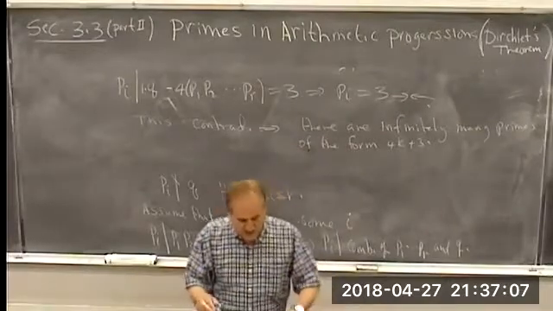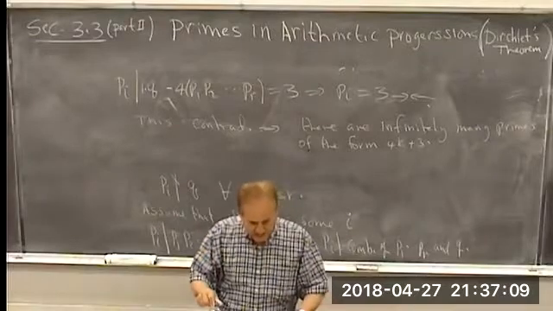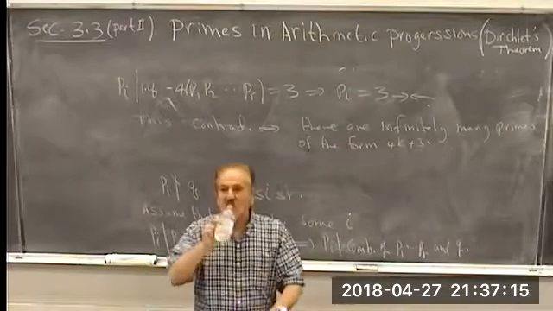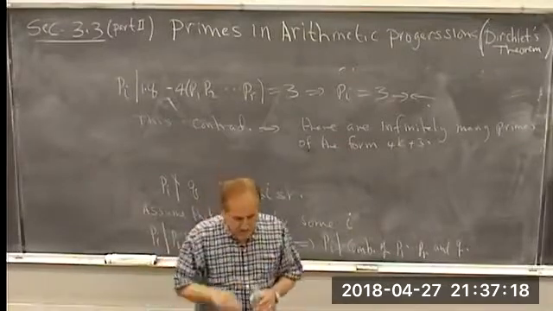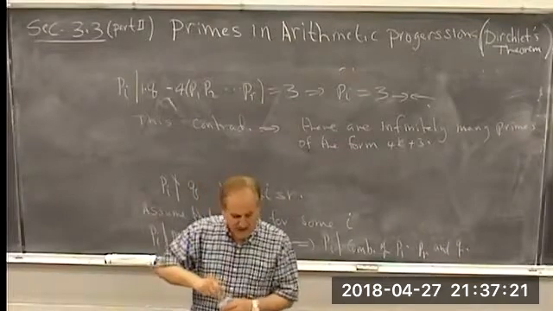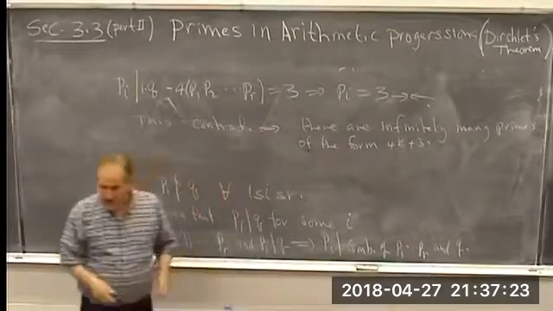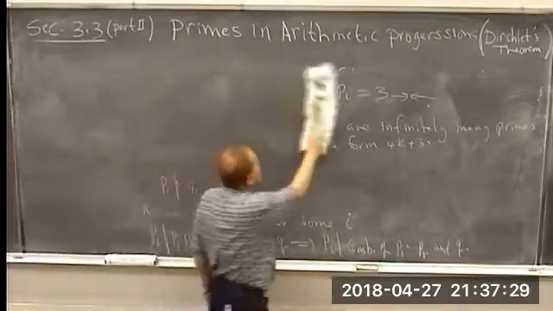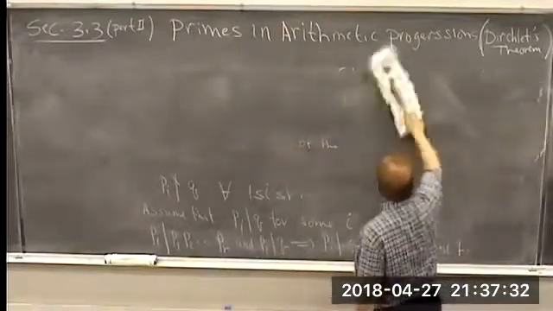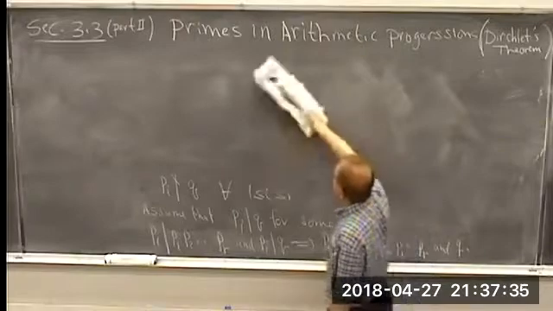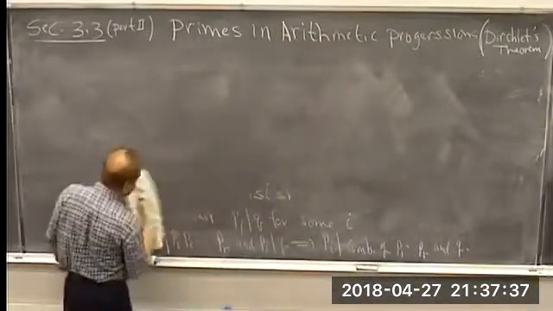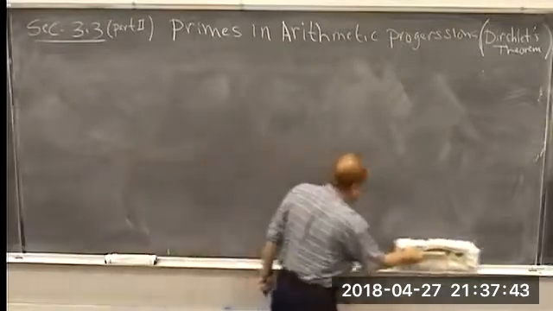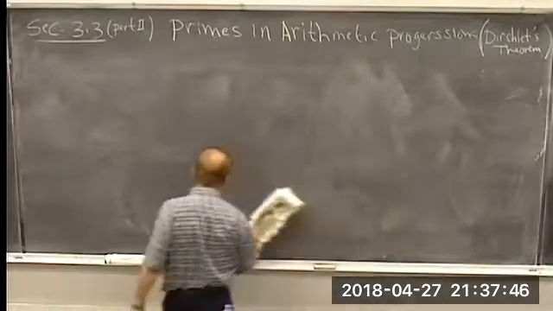All right, let's move on to, actually, this is a question I asked. Is it possible to find an arithmetic progression as is given in Dirichlet's theorem that contains infinitely many composite numbers?